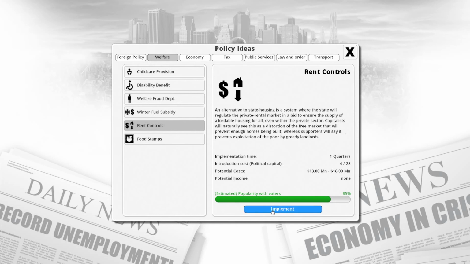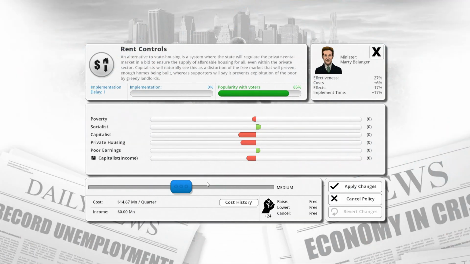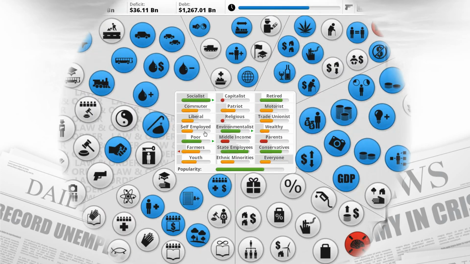Yeah, let's try rent controls. That should reduce homelessness, right? Well, it reduces poverty, which in turn reduces... Ooh. Yeah, see, that's not a good trade-off for the amount that it pisses off the capitalists, but if we keep it around the middle, should be fine.